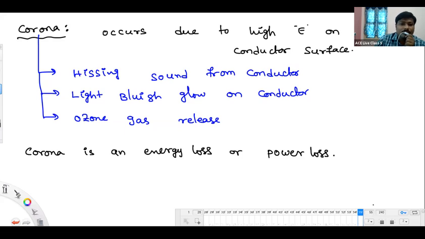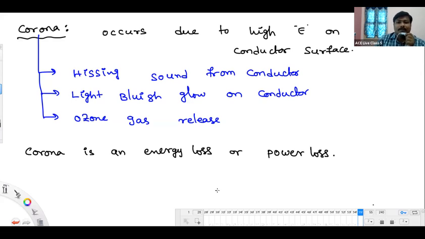Is the sound due to ionization? No. Just all of you listen. If the electric field intensity continues to increase, first we will hear sound from the conductor. After that, if the electric field intensity exceeds a certain level, then you can observe the light. First sound will come, then we will get the light from the conductor.